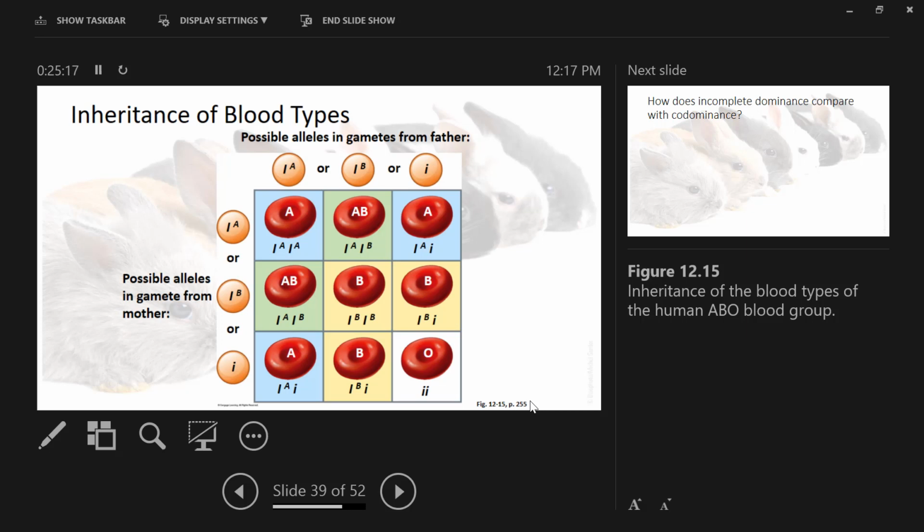Not really. So A and B are co-dominant, but they're both dominant to O? Yes. A and B are co-dominant, but they are both dominant to O. Yep.